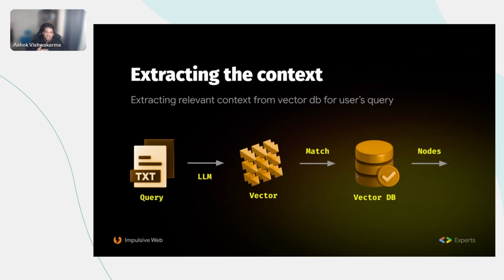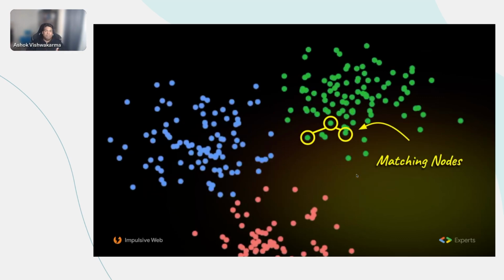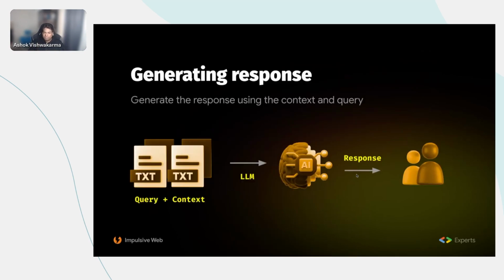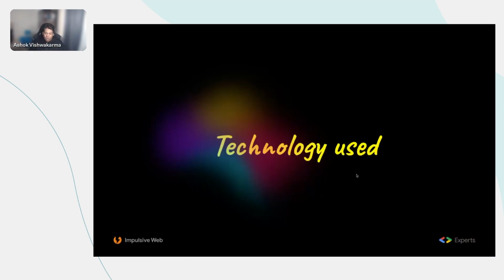And when you are extracting the context, whatever query the user has typed, you send that to an LLM, get the vector out of it, and then match that vector against your vector database, and you get certain nodes out of it. So based on your cluster, maybe this is a representation of how the matching is supposed to work. And then using that query plus context, you send that to an LLM, and the LLM generates a response. It's as simple as that. So this is how a RAG works.